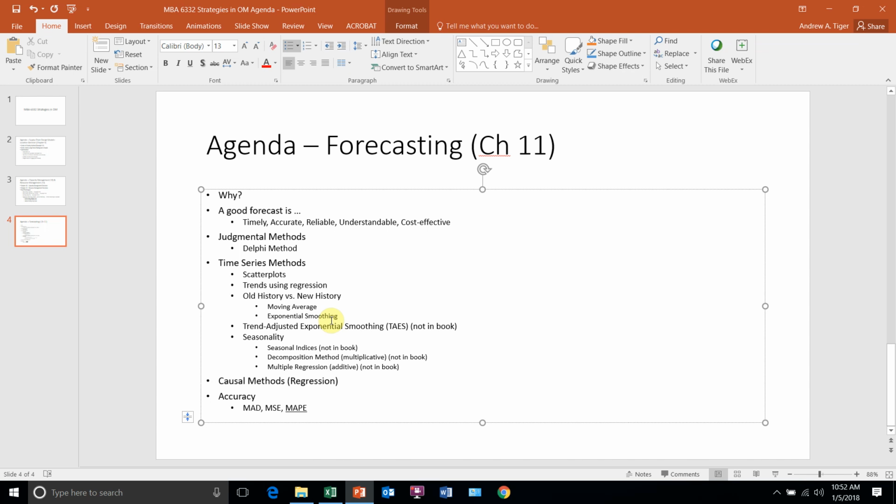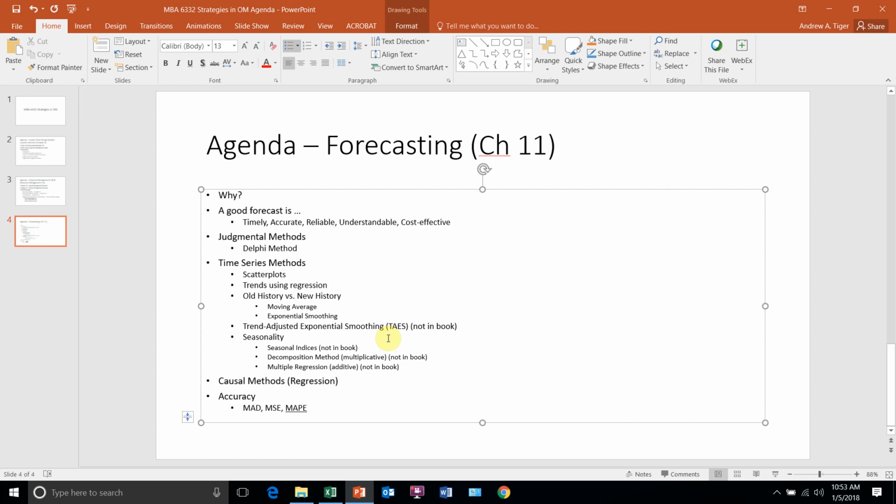Okay, we continue looking at how to forecast and be able to manage old history versus new history. We looked at moving average, which is a very straightforward method. A little bit more elegant method that does the same thing, and is probably easier to manipulate, is exponential smoothing. In exponential smoothing, our input parameter is a smoothing constant.